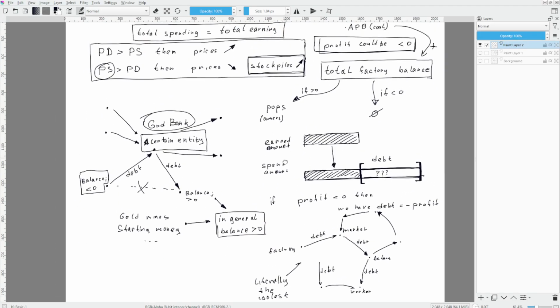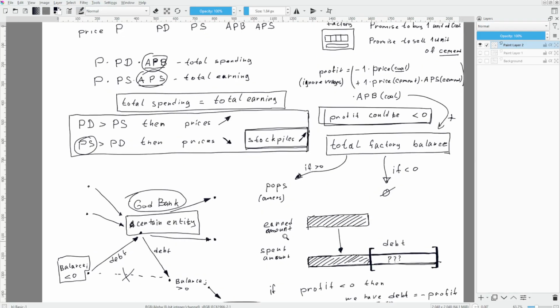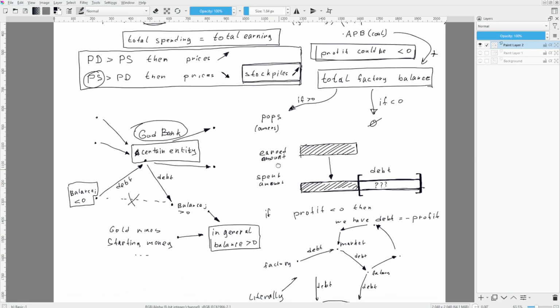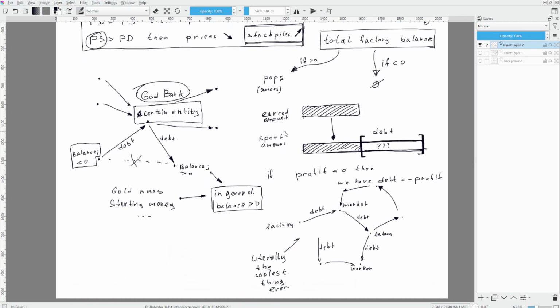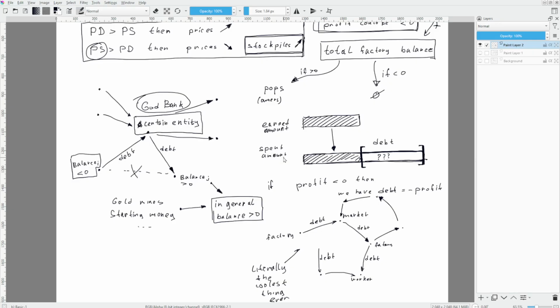So I hope that I have managed to explain the basic details of supply, demand, and how they interact with the monetary balance of the game. I hope that, well, that's all.